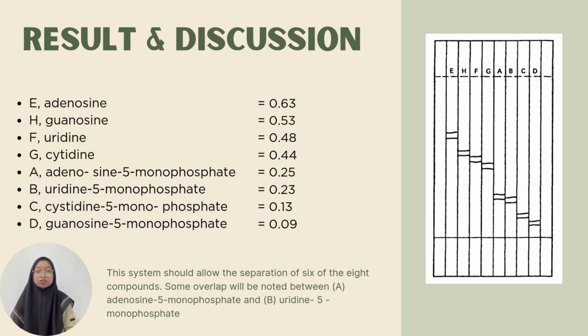RF values are crucial in thin layer chromatography as they help differentiate compounds based on their interactions with the stationary and mobile phases. By comparing these RF values, researchers can potentially identify unknown compounds in a mixture. However, it's important to note that RF values can be influenced by various factors, so they are not always absolute and can vary under different conditions.